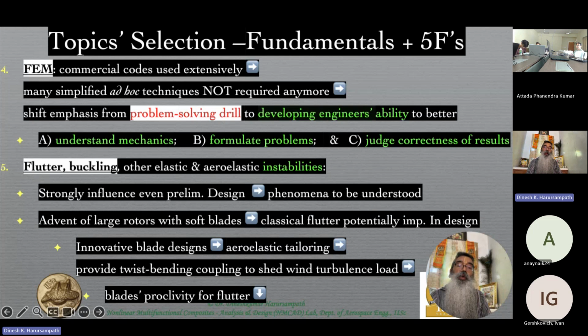that you have to ensure that they will not fail by flutter or any other aerodynamic instability apart from the elastic instabilities. So classical flutter is potentially important in the design, and therefore you have to go for innovative blade designs. And that innovation to a large extent requires what is known as aeroelastic tailoring.